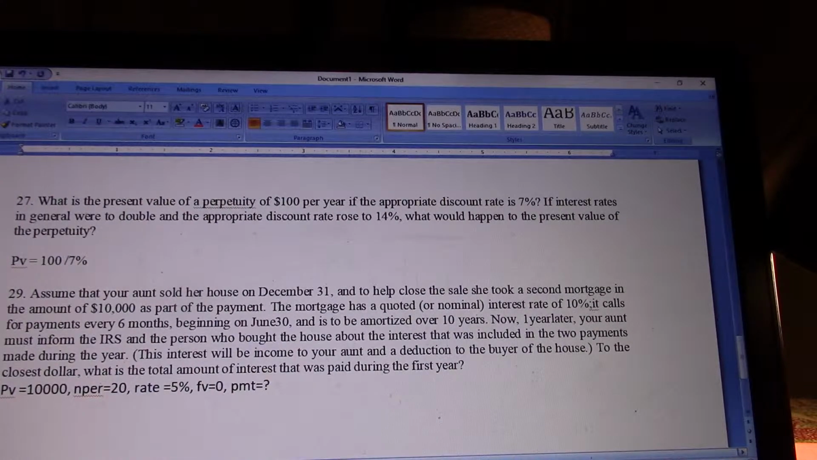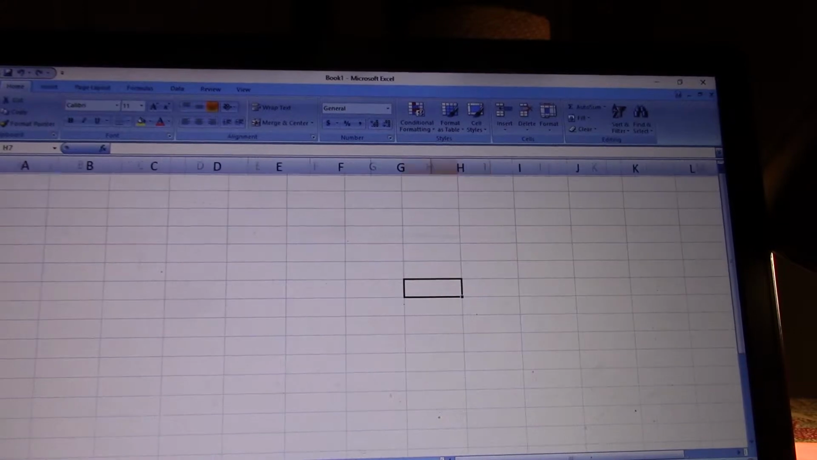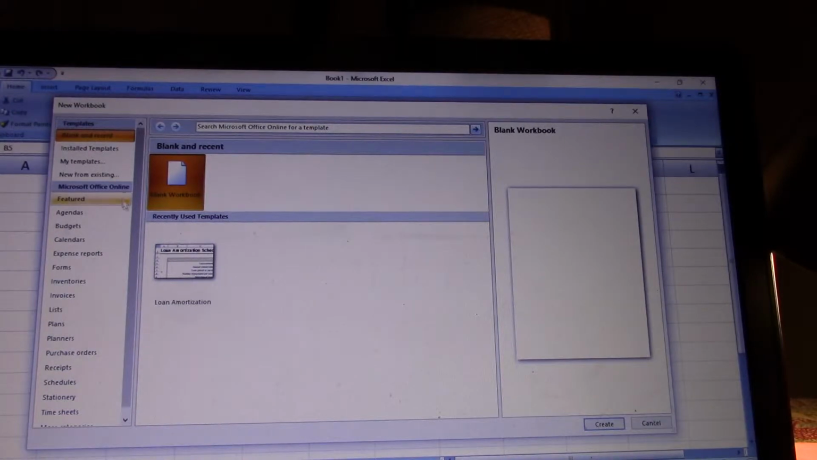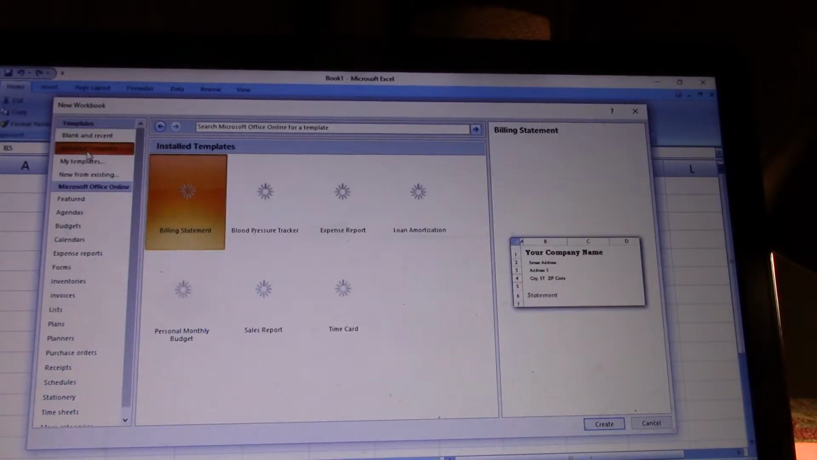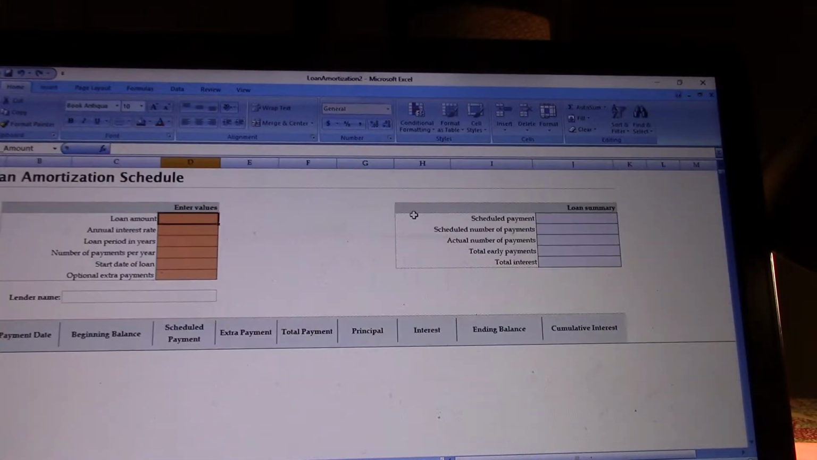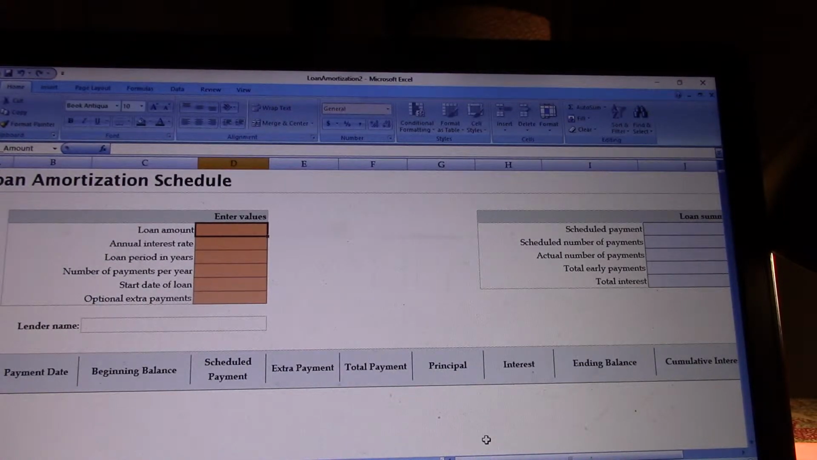For this question, the easy way is to use the amortization table. Where can you find it? Open Excel. Click on new, and click on installed templates in Excel. Mine is the 2000 version of Excel, yours could be different. Look for the loan amortization table. So you see here it is. Your table should be very similar to mine.